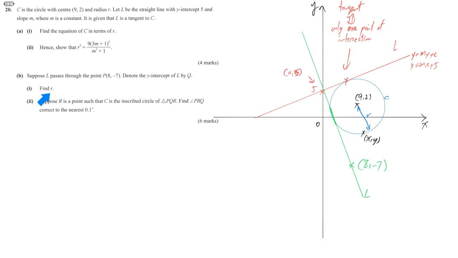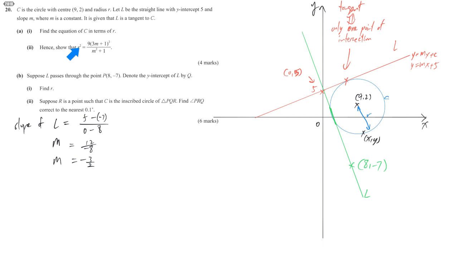We are going to find out R. Beware that in part A, we already found the linkage between R and m. So by having 2 points here, we can write down the slope of L directly. Slope of L is equal to the y difference, 5 minus -7, over the x distance, which is 0 minus 8. So we have 12 over -8, which is -3/2. This is the slope of the tangent, and don't forget, this is represented by m.